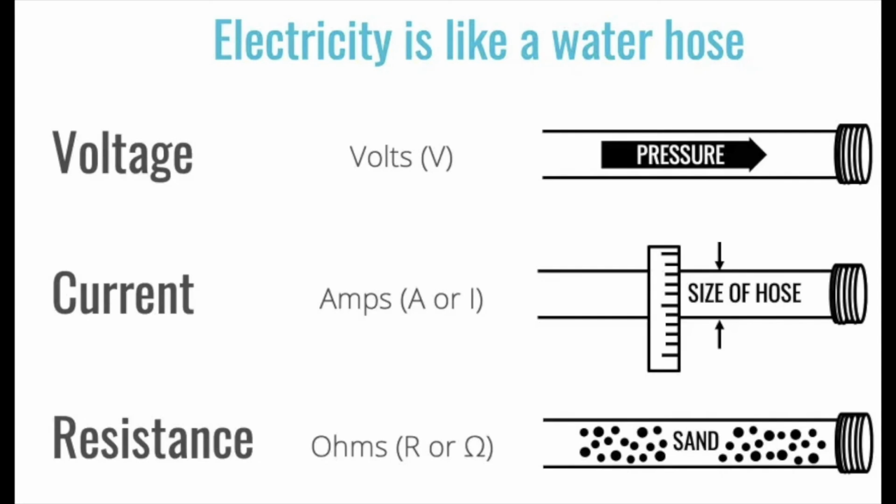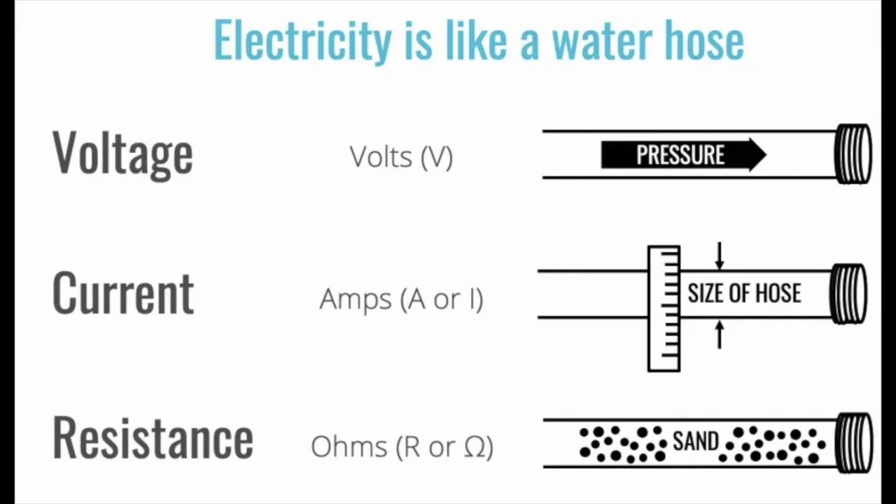We can think of electricity like a water hose and voltage, current, and resistance in terms of this. For voltage, which is measured in volts, we might think of it as the pressure of the water going through the hose. For current, which is measured in amps and abbreviated as A or I, usually we think of this as the size of the hose. If it's a narrower hose, less water can get through at a time. If it's a wider hose, more water can get through. Resistance we calculate in ohms, which is usually written as R or the symbol for ohm. We might think of this as sand in the hose. This adds resistance to the water.